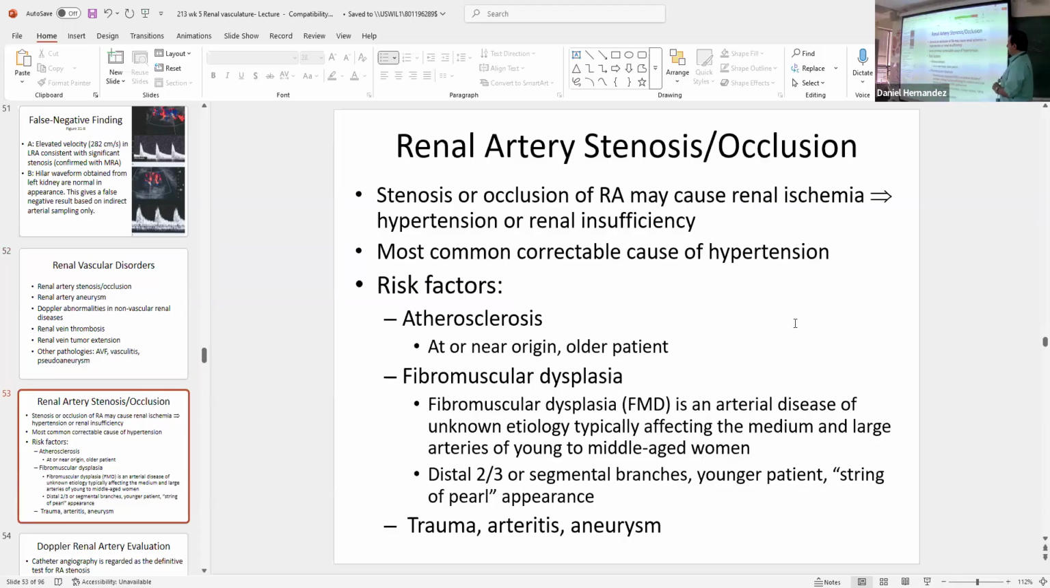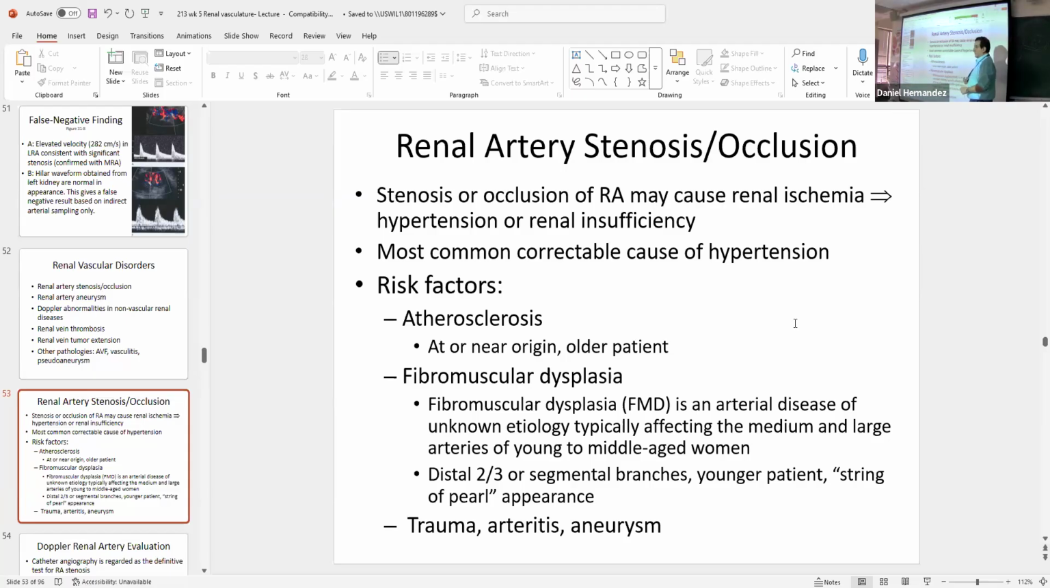So stenosis or occlusion of the renal artery can cause ischemia. So we get diminished blood supply going to the kidneys. This leads to hypertension developing in the kidneys or renal insufficiency. So when we talk about reduced perfusion, we refer to that as insufficiency. There's diminished blood flow getting to the kidneys. We said that renal artery stenosis is the most common correctable cause of hypertension. So we can do something about it. We can go in there, stent open the vessel, and then reperfuse the kidney.